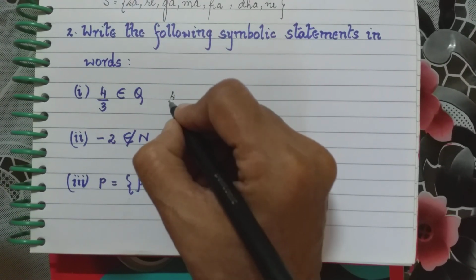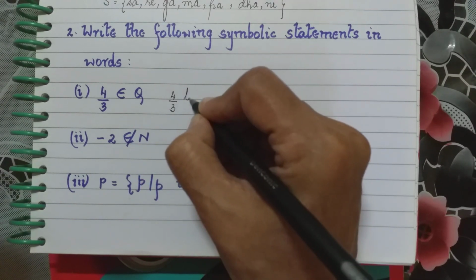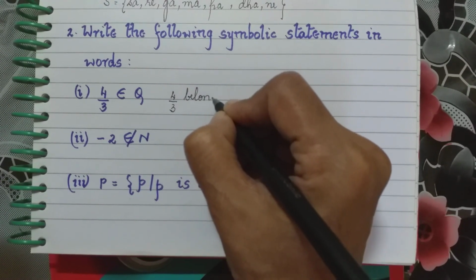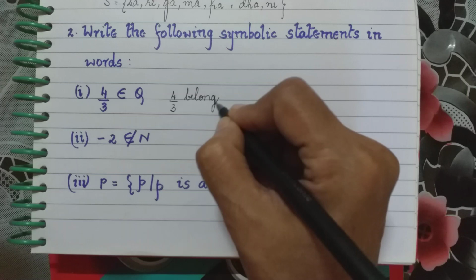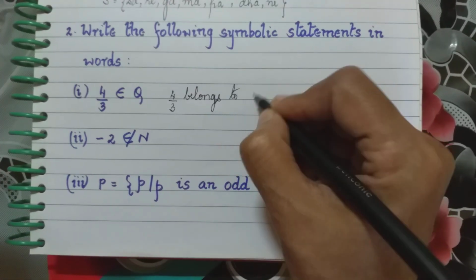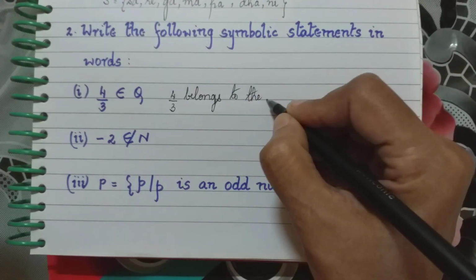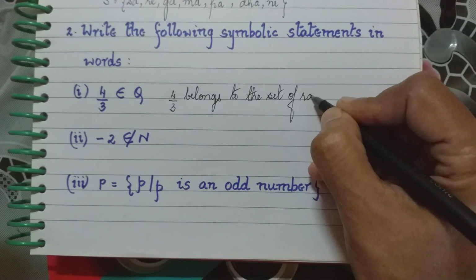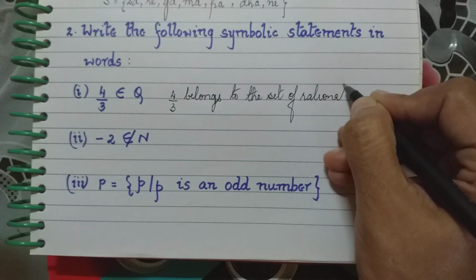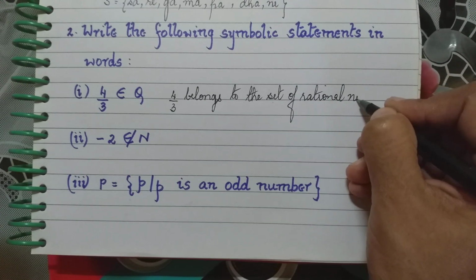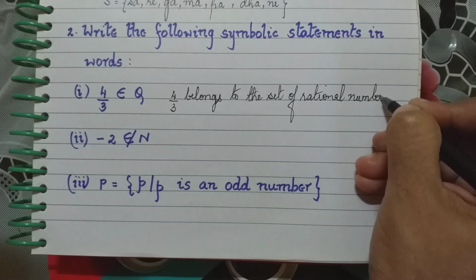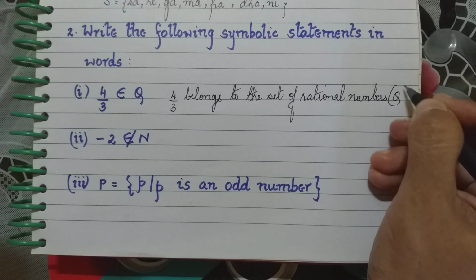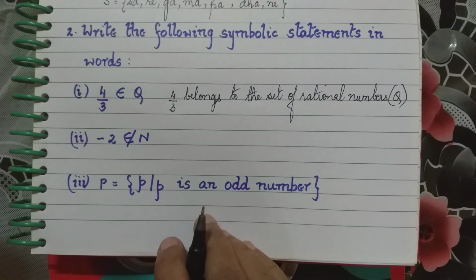So let me write according to the symbol given here. 4 by 3 belongs to the set of rational numbers, and the set of rational numbers is represented by the letter Q, so I have written Q.